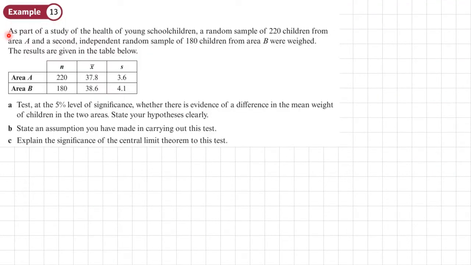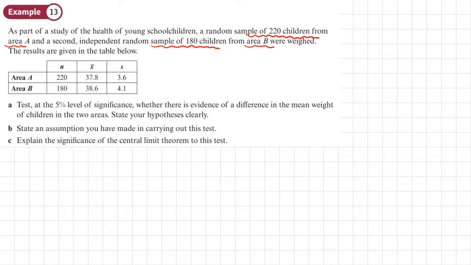Example 13. As part of a study of the health of young school children, a random sample of 220 children from area A and a second independent random sample of 180 children from area B were weighed. The results are given in the table below. In the table we've got n, the sample size, the sample mean, and the sample variance for both areas A and B.